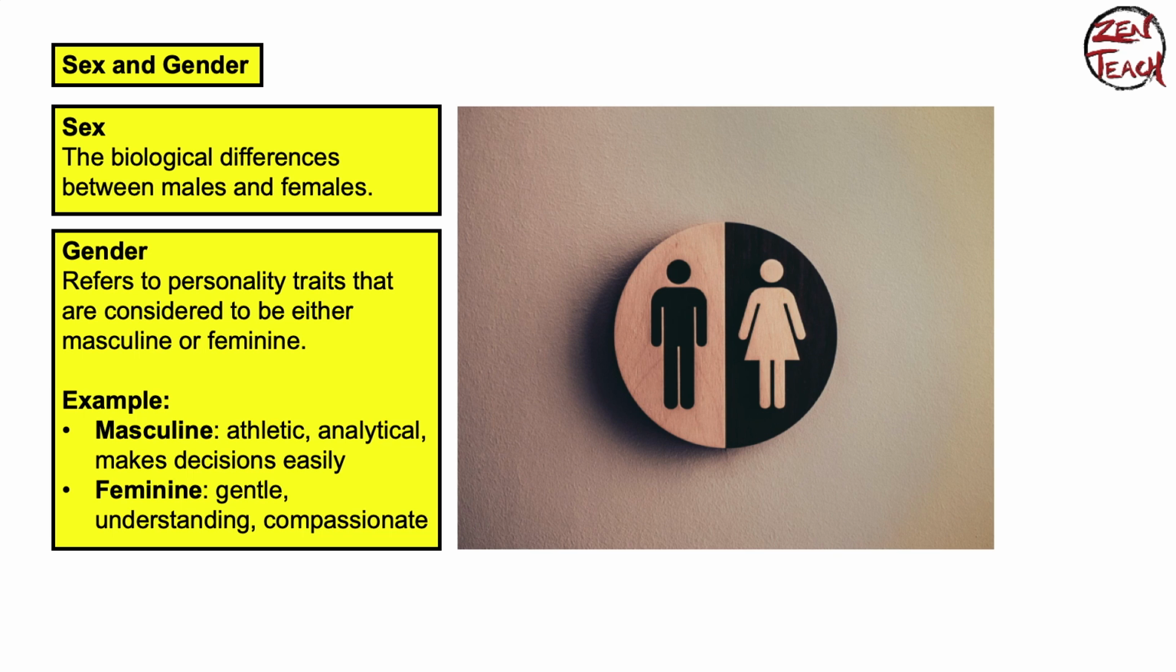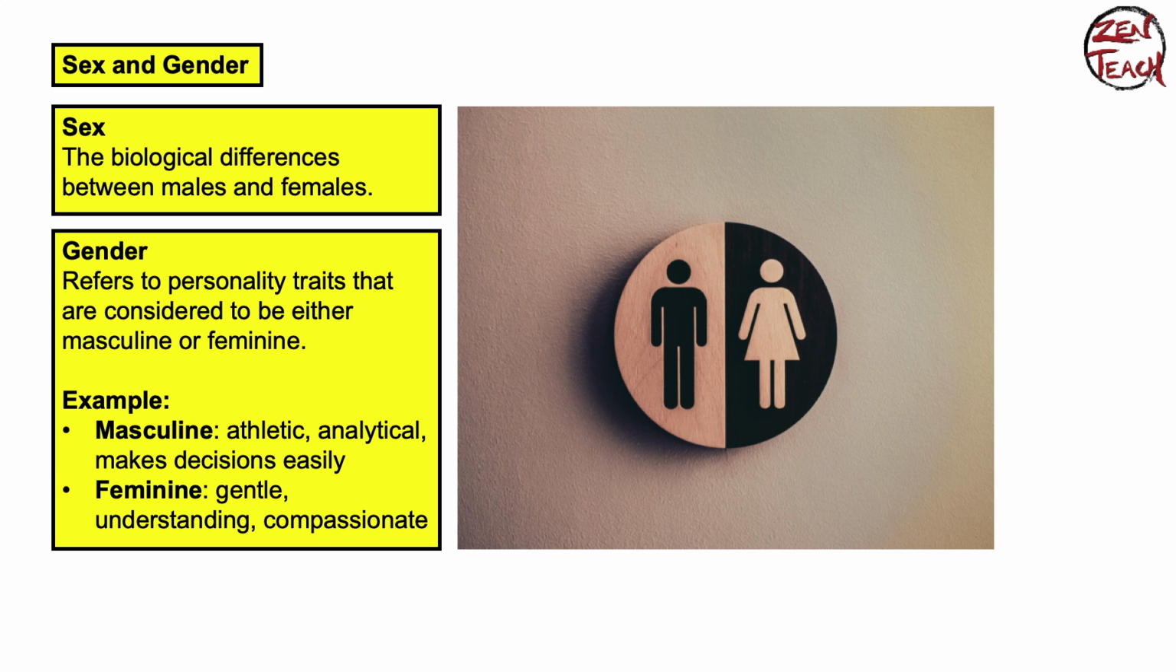So first of all, let's get some definitions down. What is sex? What is gender? When we say sex, we refer to the biological differences between males and females. That is the physical appearance, but also on a genetic level, it refers to your sex chromosomes, so your XX for females or XY for males. When we talk about gender, it refers to personality traits that are considered to be either feminine or masculine.